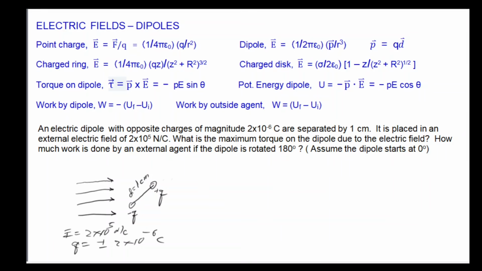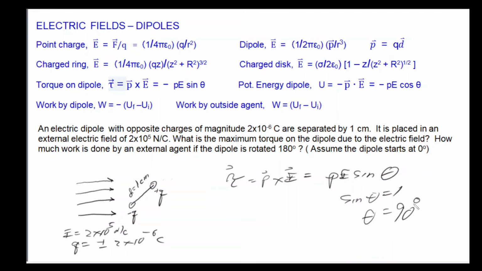So here you see the diagram of our dipole, a minus and a positive charge in the electric field. So we want to know what the torque is on a dipole, and the torque is equal to P cross E, which is equal to PE times sine theta. Now, it asks what is the maximum torque? Well, we know the maximum is when sine theta is equal to 1, or theta is equal to 90 degrees.